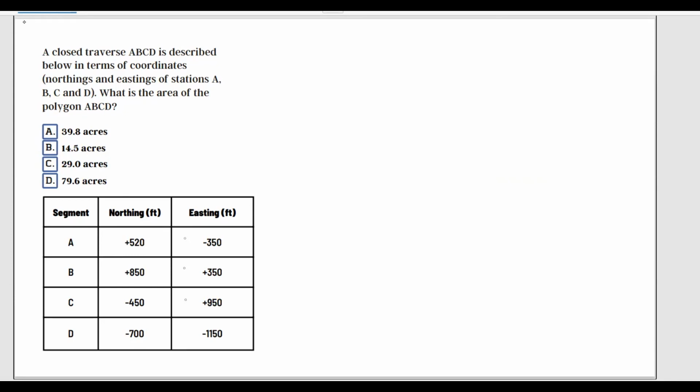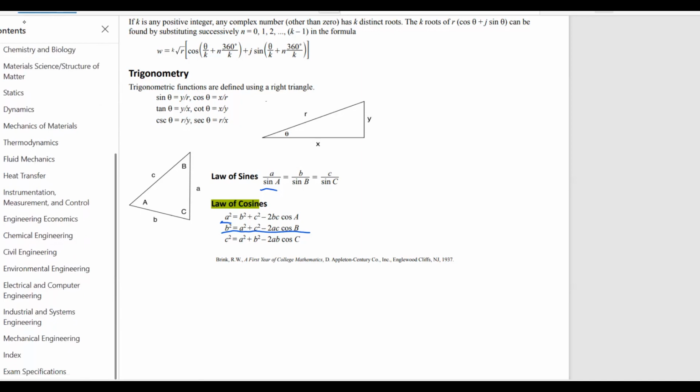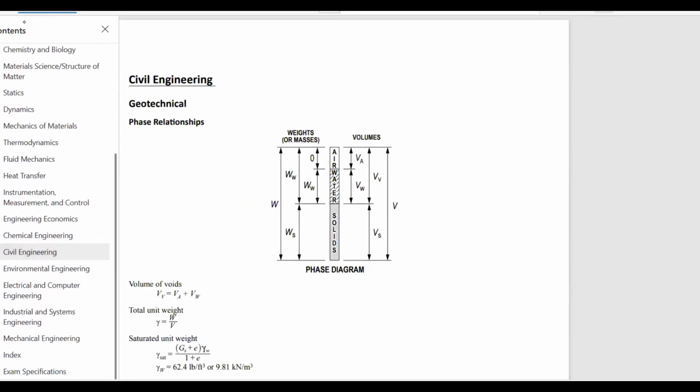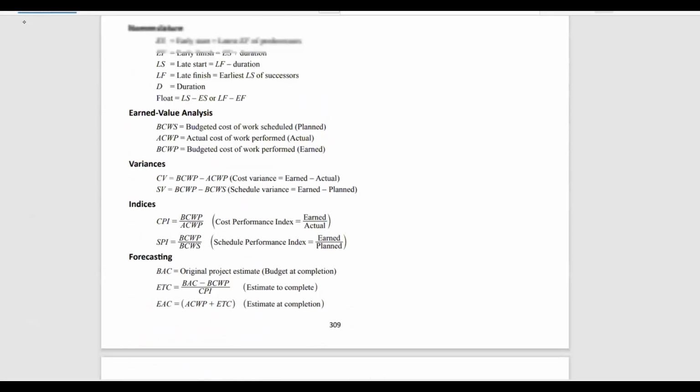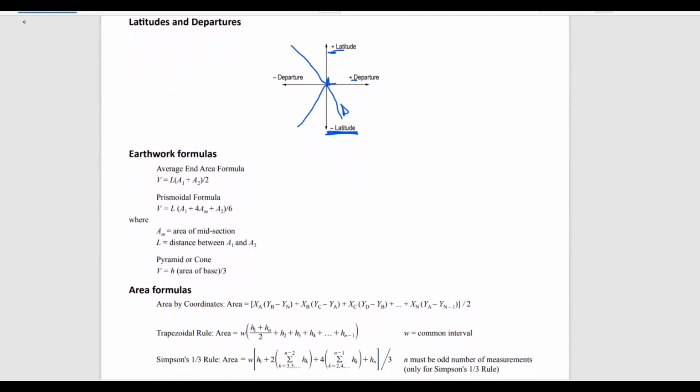And area by coordinates is given to you in the FE handbook. If we were to go to surveying, and remember I told you surveying is under civil engineering all the way at the end. So I'm going to go to environmental and just scroll up a little bit. Here it is. We have area by coordinates, a formula given to you in the FE handbook. And we're going to use this formula.